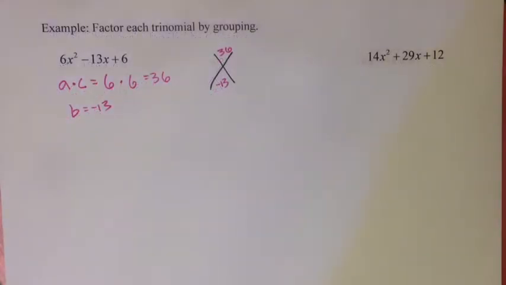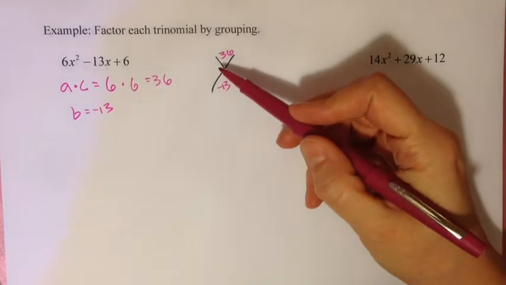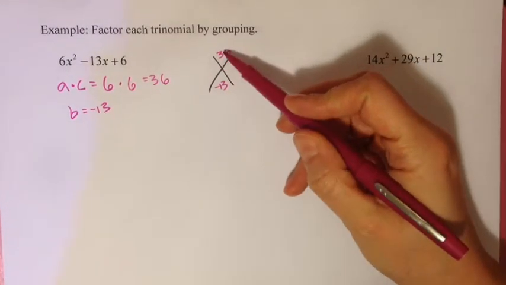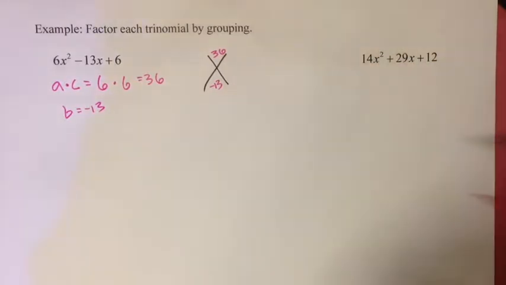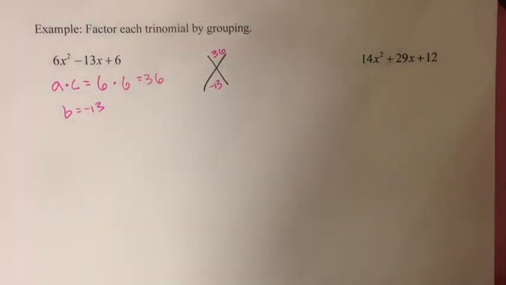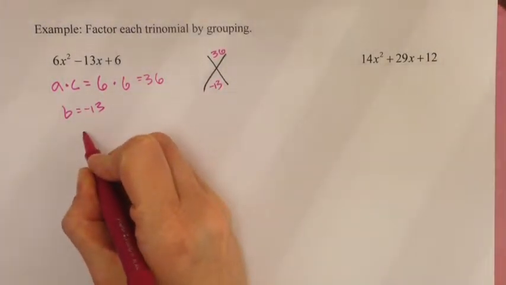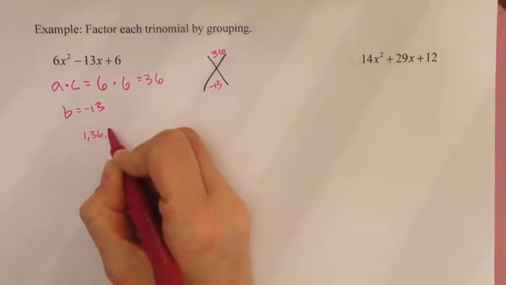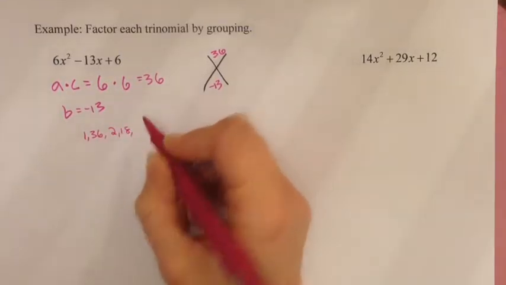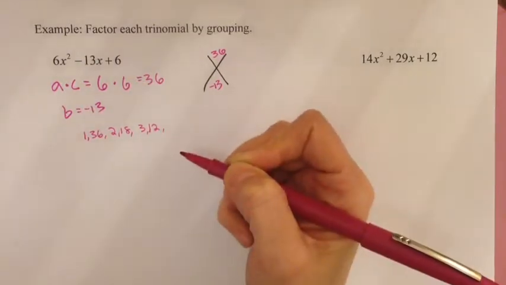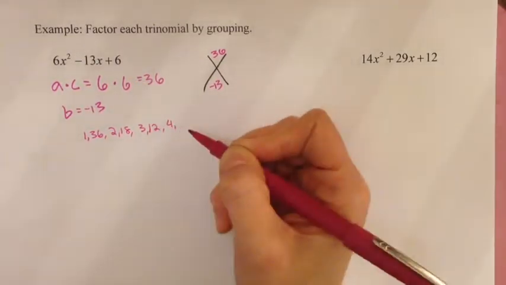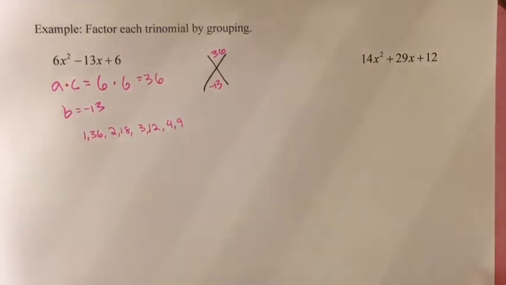Now, if nothing jumps out at you right away, that's okay. The first thing I'd like you to do is notice that if two things are going to multiply together to be a positive number, but add together to be a negative number, we're going to need them both to be negative. Now that we know that, let's just start writing down all of the possible ways to factor 36. I could have 1 and 36, 2 and 18, 3 and 12. What else have I got? 4 and 9. Oh, this is starting to look promising.